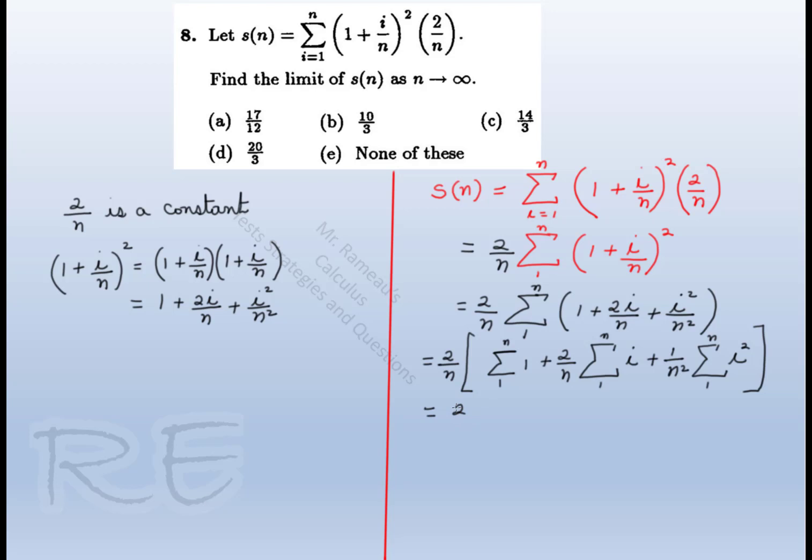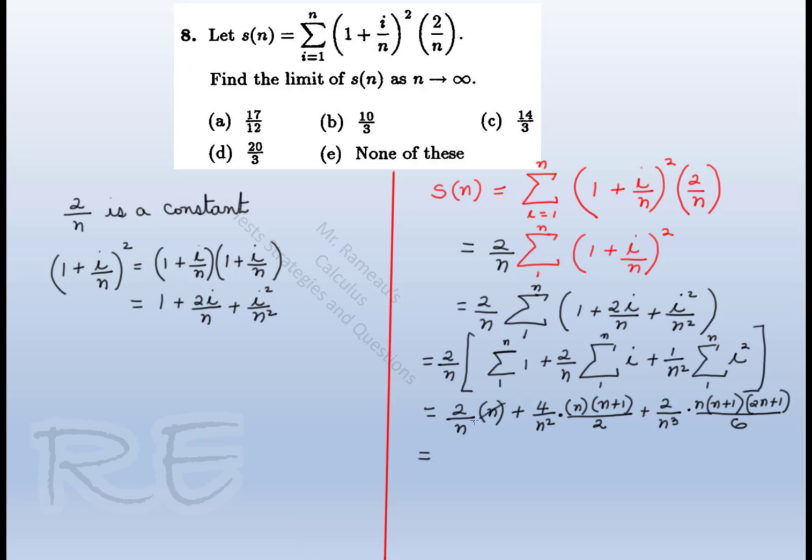Now it's 2 over n, and the summation from 1 to n of 1 is equal to 1 times n. 2 over n times 2 over n is 4 over n squared, and the summation of i from 1 to n is n times n plus 1 over 2. 2 over n times 1 over n squared is 2 over n cubed, and the summation of i squared is n times n plus 1 times 2n plus 1 divided by 6.